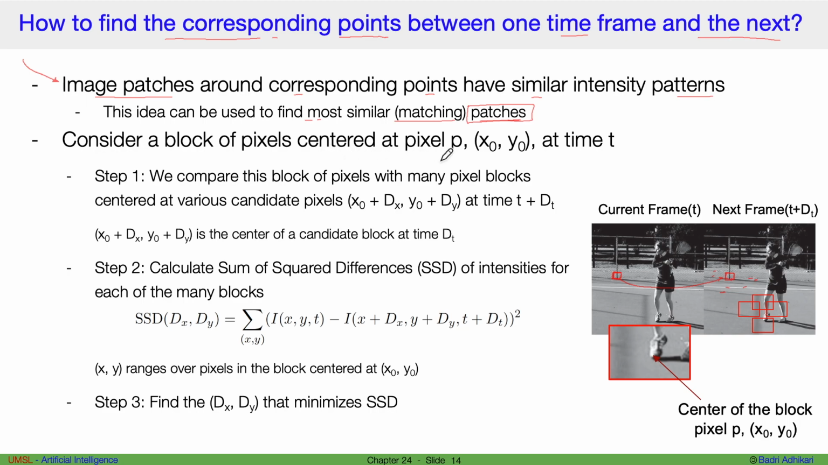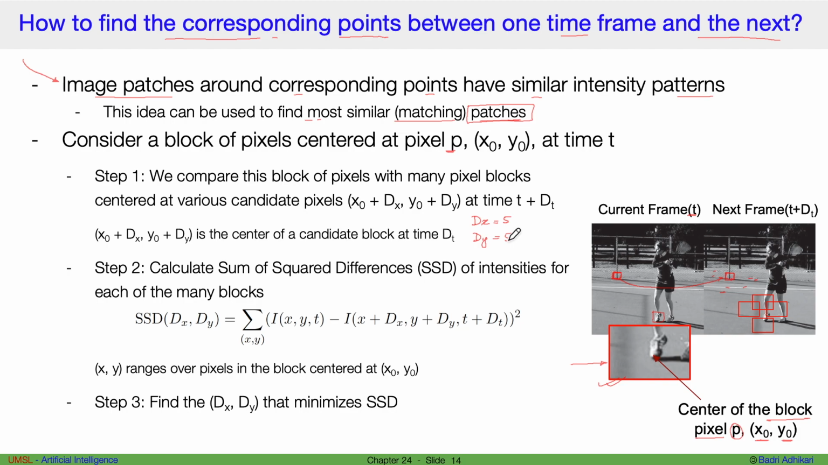Say we consider a block of pixels centered at this pixel P. So I'm looking at a block of pixels, and this is the block I'm looking at. Here I'm enlarging it, and let's say the center pixel is P, and we're looking at the entire pixel block here. Let's say the coordinates of this center pixel P are x0 and y0, and this is at time frame t. Next, we choose some small values for dx and dy. Let's say, for example, we choose dx as 5 and dy as also 5.